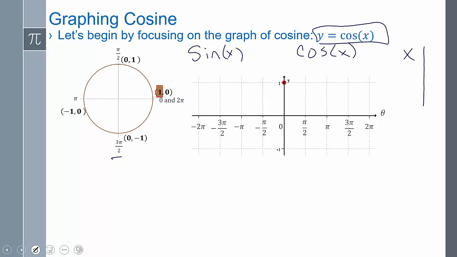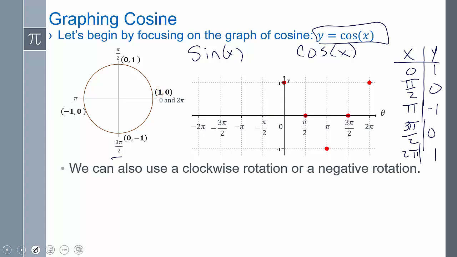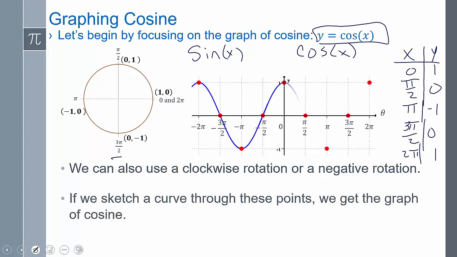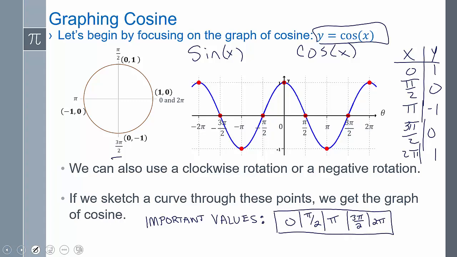So I could create a table. If I plug in 0, I get 1. If I plug in pi halves, I get 0. If I plug in pi, I get negative 1. If I plug in 3 pi halves, you get 0. And if I plug in 2 pi, you're going to get 1. And you can obviously go into the negative direction as well. And if you want to connect it, you get this curve, and we call that our cosine parent graph curve.